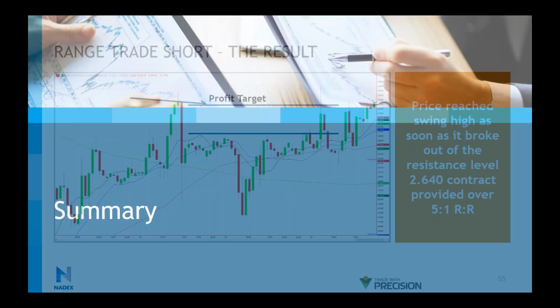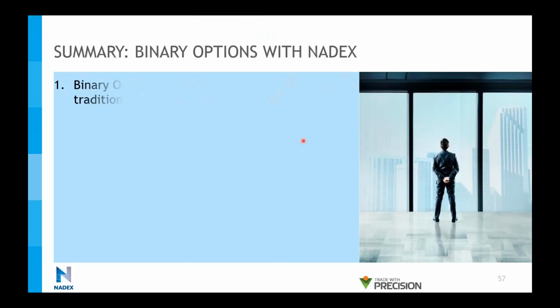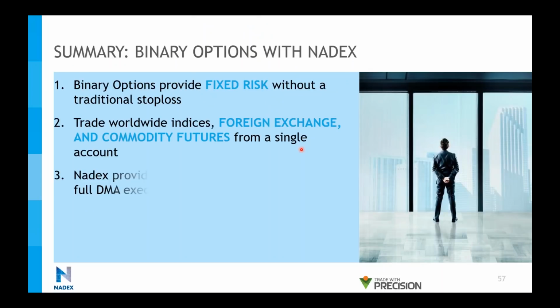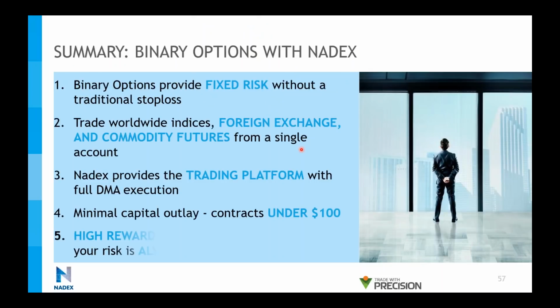Let's wrap it up, guys. Sorry for being over time. Big takeaway here, binary options are easy to understand. They provide us with a fixed risk without a traditional stop loss. Our risk is known up front. We can trade a global range of different markets, foreign exchange, indices, commodity futures. We can trade news. We can trade cryptocurrencies.